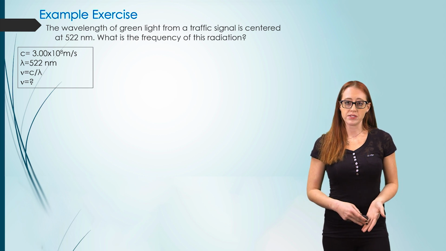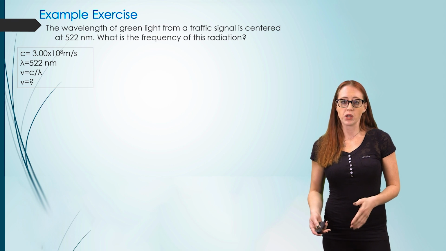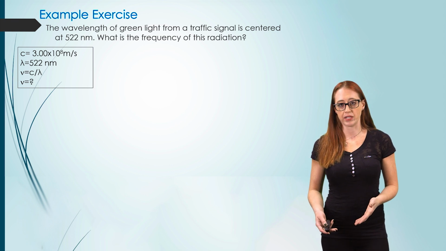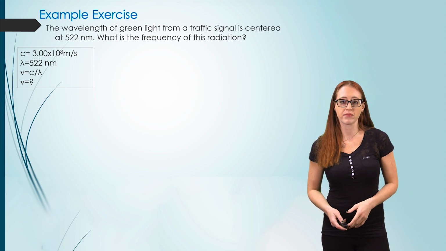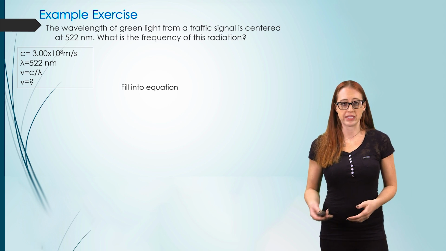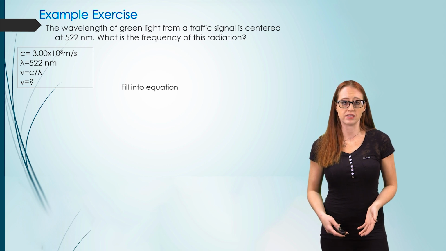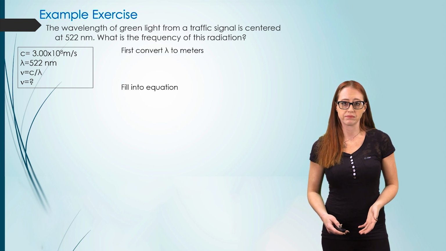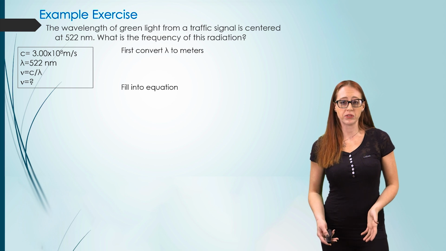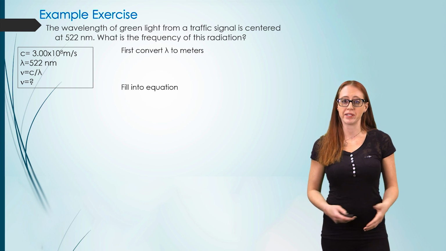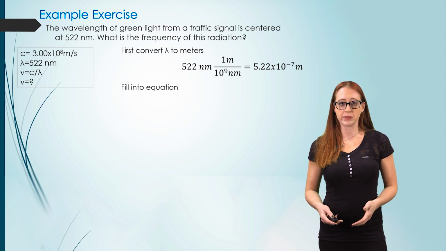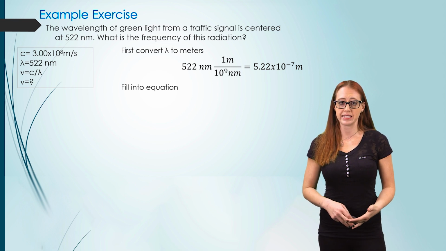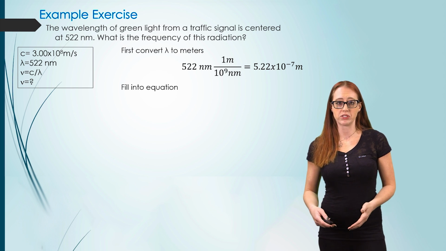Since c is in meters and wavelength is in nanometers, we're going to need to make sure that we convert to the same unit. Hopefully you remembered to do this, but if you forgot, now you'll know for the exam. I'm going to convert the nanometers into meters. I think that generally this is the easiest way to go about it. Hopefully you know your metric conversions, but if not, take a moment and go back and review those. We'll convert from the 522 nanometers, dividing by 10 to the 9th nanometers, to get 5.22 times 10 to the negative 7th meters.